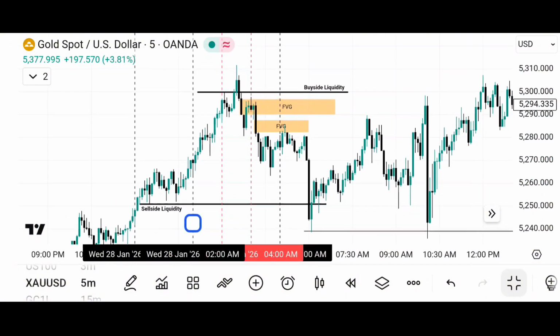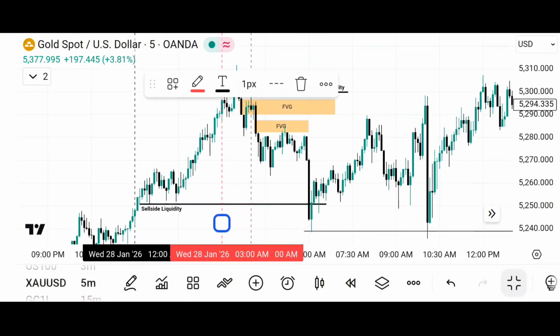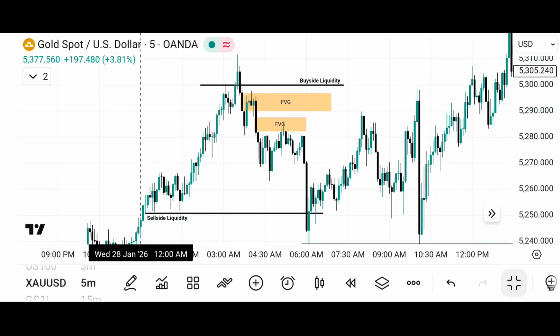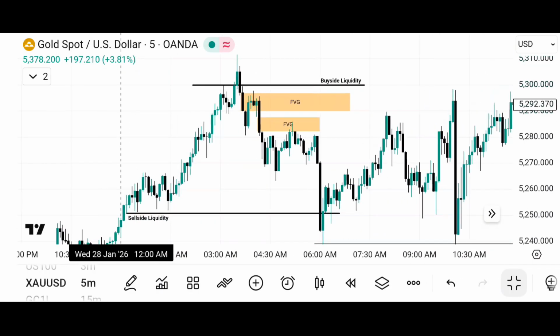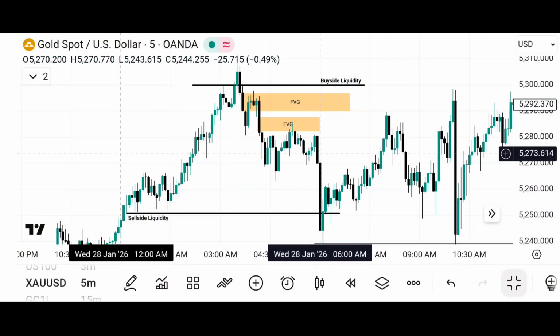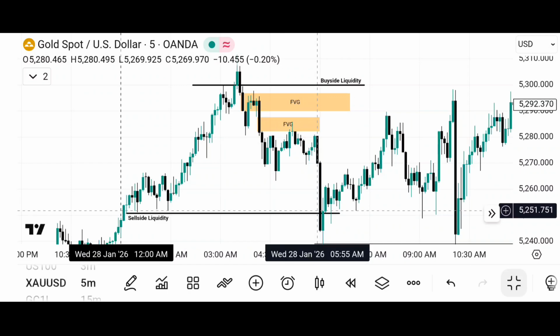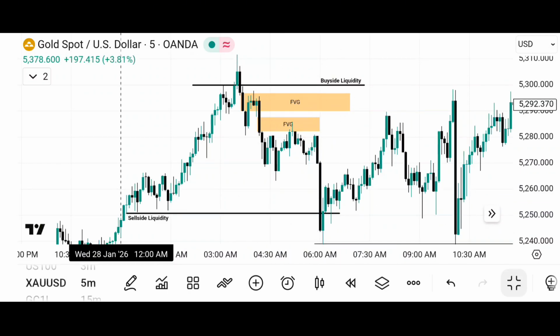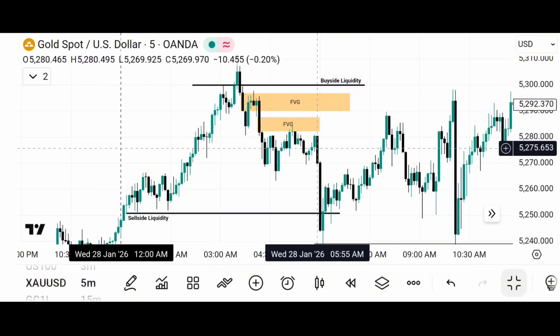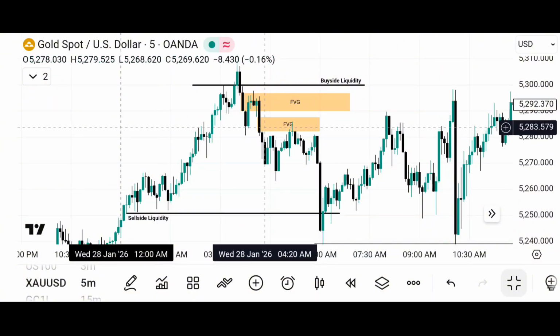So let me take this off. Also the silver bullet time window. There are so many PD arrays apart from the fair value gap you see right here, which price used to take out sell side liquidity. There are so many PD arrays on this price range that some of you might not take note of.